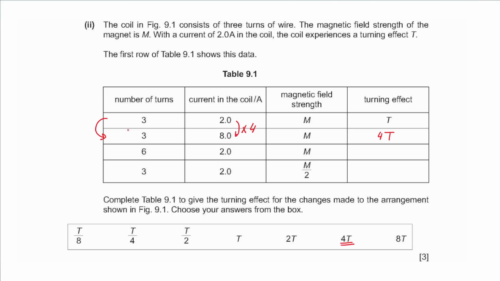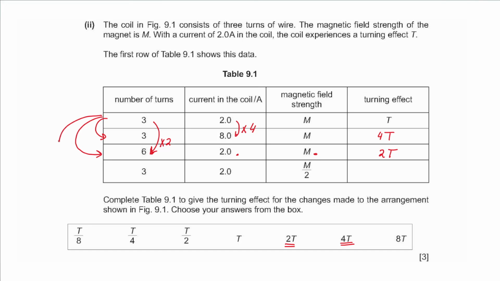From the first one to the third one, the number of turns was multiplied by 2 from 3 to 6. The current did not change, the magnetic field strength did not change. So if the number of turns is multiplied by 2, the turning effect will also be multiplied by 2, and we have that option here.